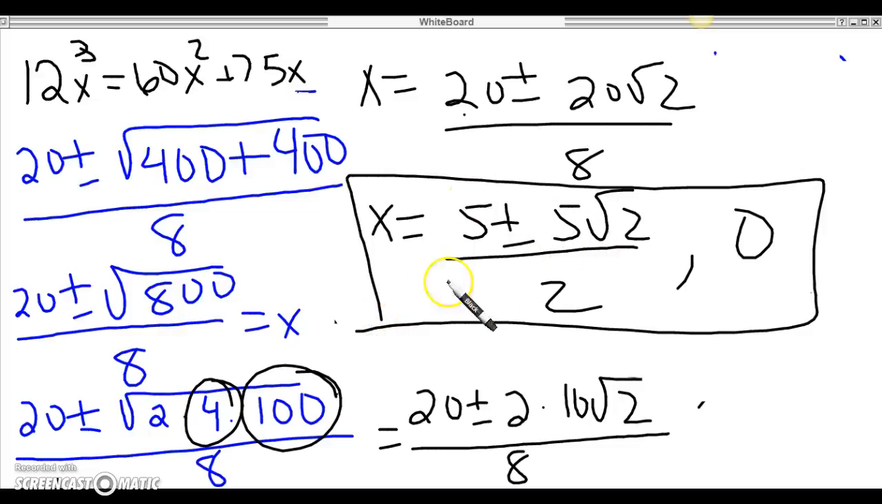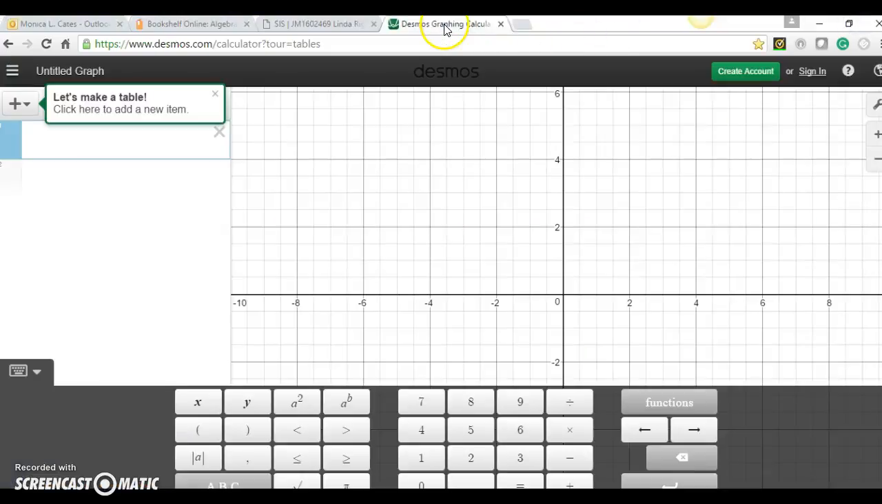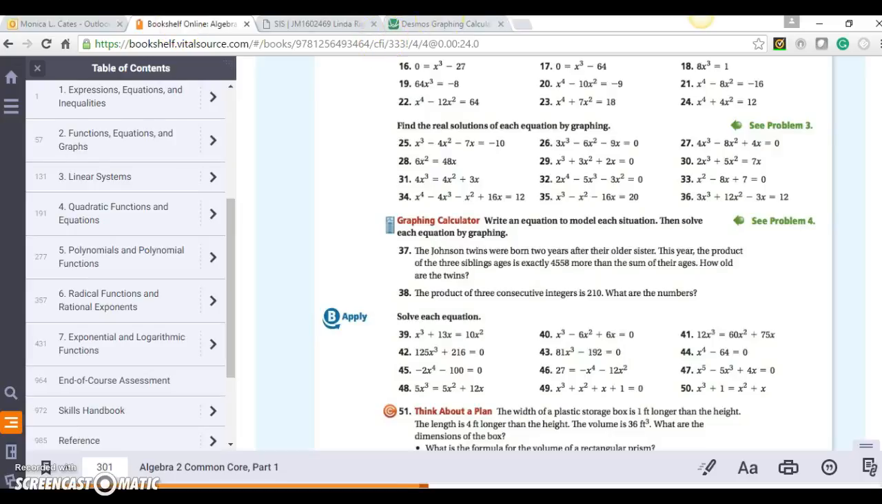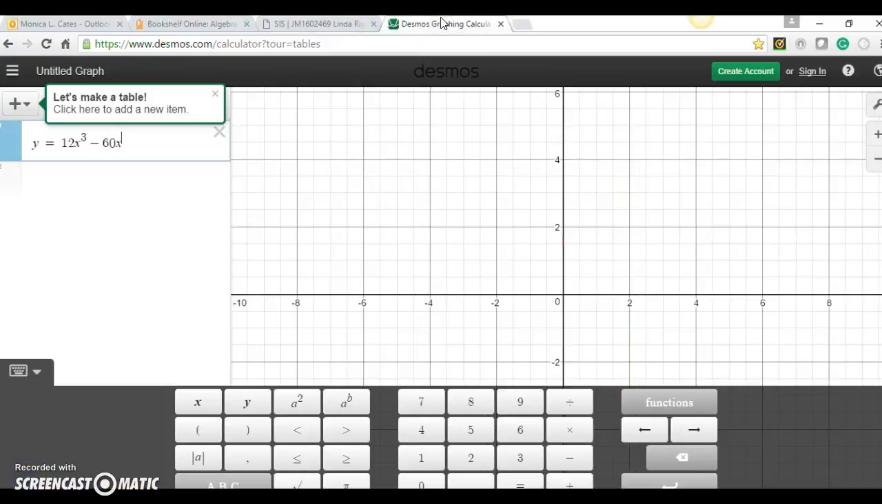But as you can see, I'm going to get some kind of decimal number because I have to do 5 plus 5 square root 2 divided by 2, then 5 minus 5 square root 2 divided by 2. But we can try it just the same. And we're going to plug in, and I'm using my free graphing calculators at www.desmos.com. And I have, let's say y equals 12x to the third power minus 60x squared minus 75x.